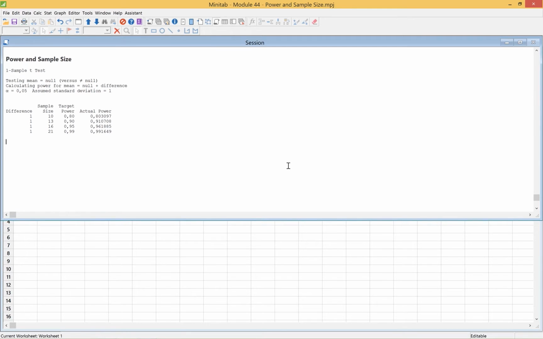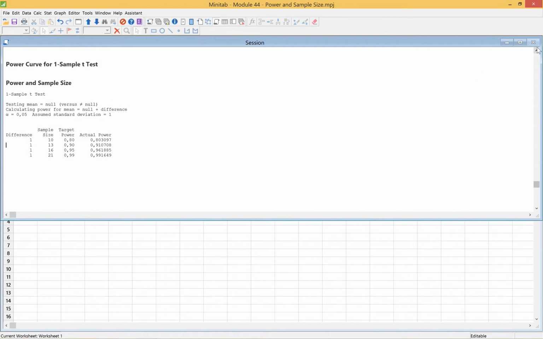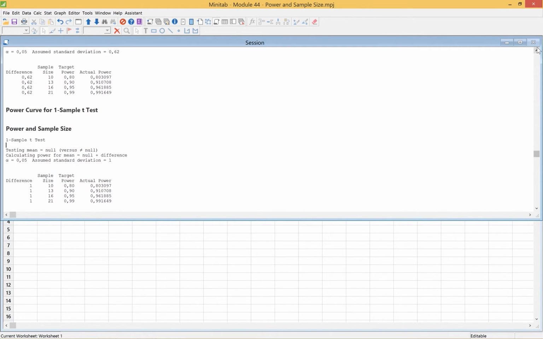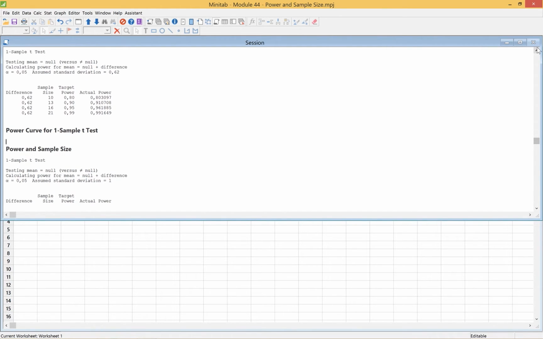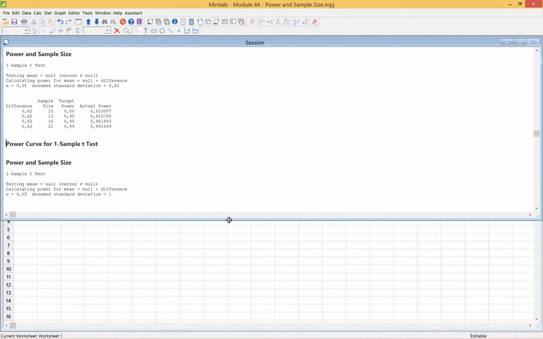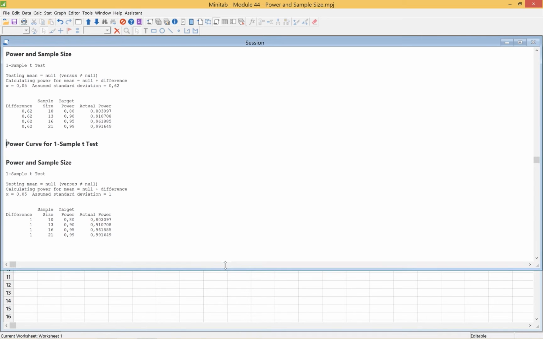So as I take a look up here, I'm going to show both of these at once. Here we have the two power and sample size circumstances. And as we take a look, it's 10, 13, 23, 99.1649. So the results are absolutely the same, whether we use measured data or I set it as units of standard deviation by putting that trigger in there at 1.0.